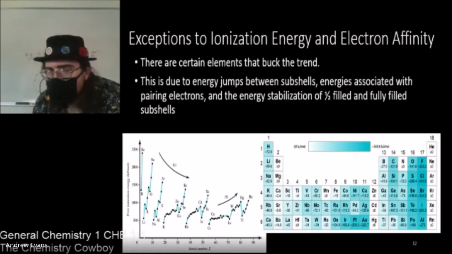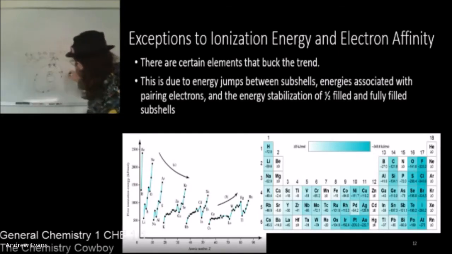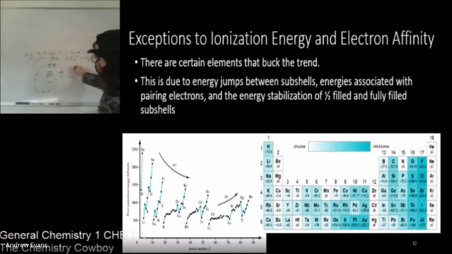Nitrogen doesn't want to add any more because it has 3 unpaired electrons. And so when we add another electron, you would have to pair them up. That adds some electron repulsion that makes it a little bit less stable.